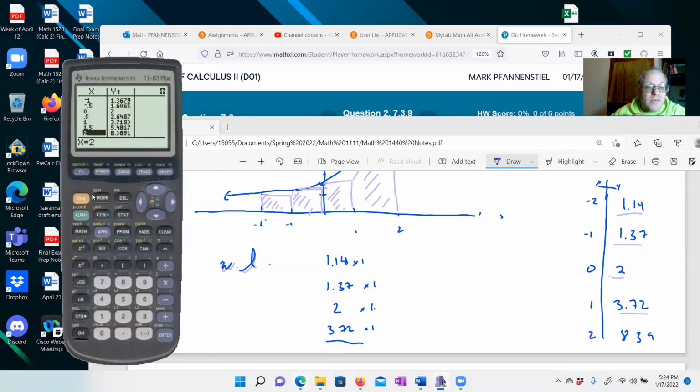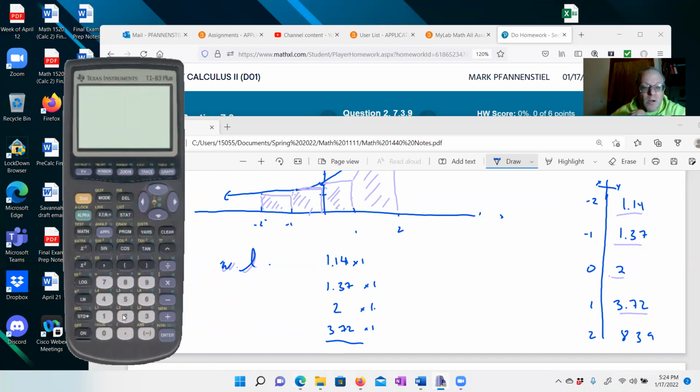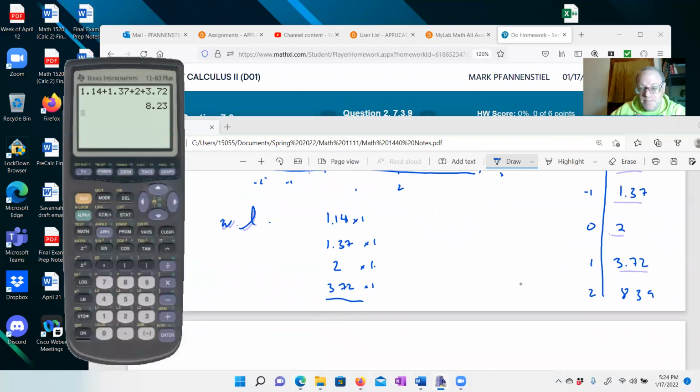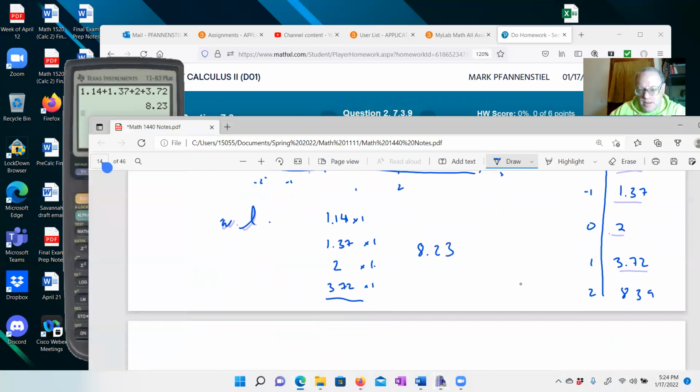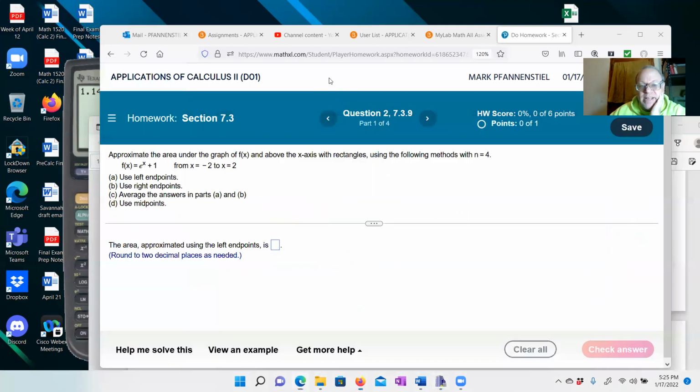So let's quit out of this. All we're going to get is 1.14 plus 1.37 plus 2 plus 3.72. So our integral here is going to be 8.23. Now, that's our left-hand side. Use left endpoints. We can type that in.